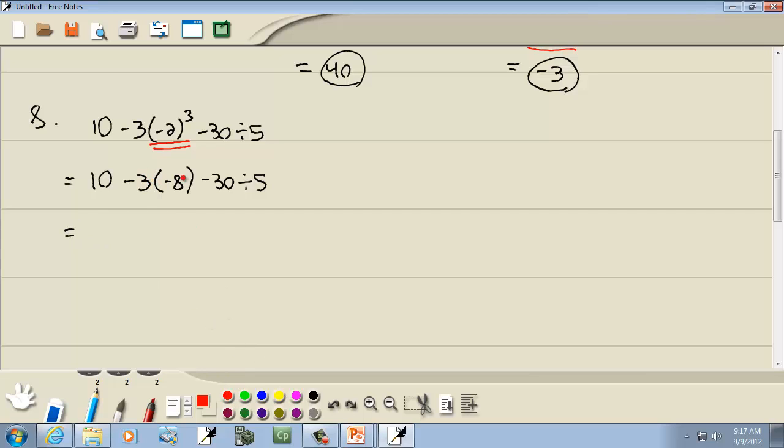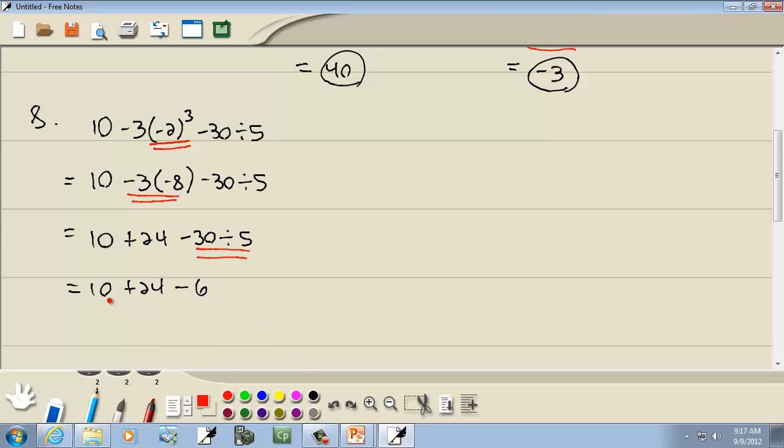Okay. There are no more exponents. Please excuse my dear multiplication division from left to right. Well, here's my first multiplication division from left to right. Negative 3 times negative 8 gives us a positive 24. And everything else carries down. Still on the multiplication division part, here's division. So let's do that. So we've got 10 plus 24 minus 30 divided by 5 is 6.